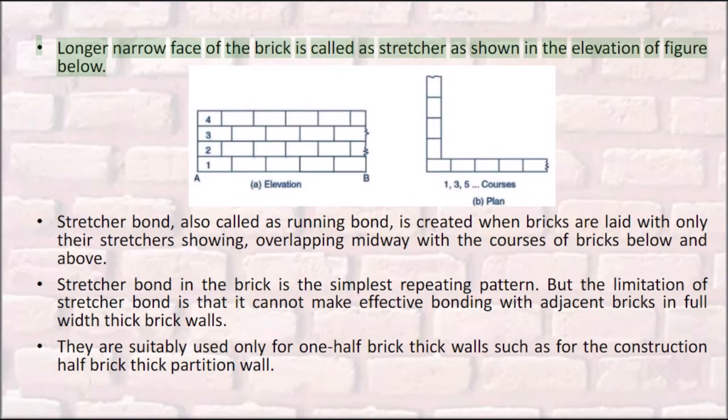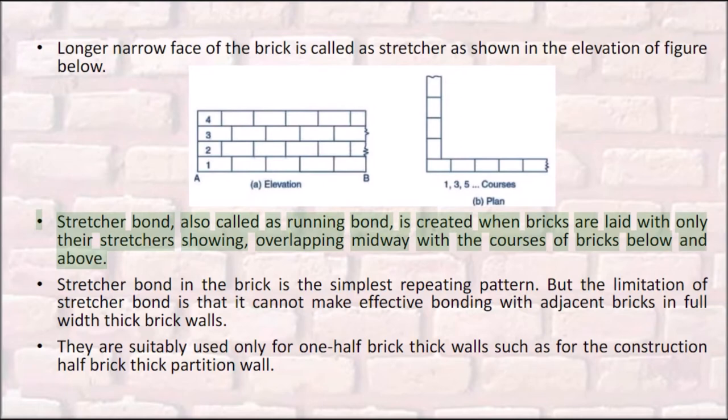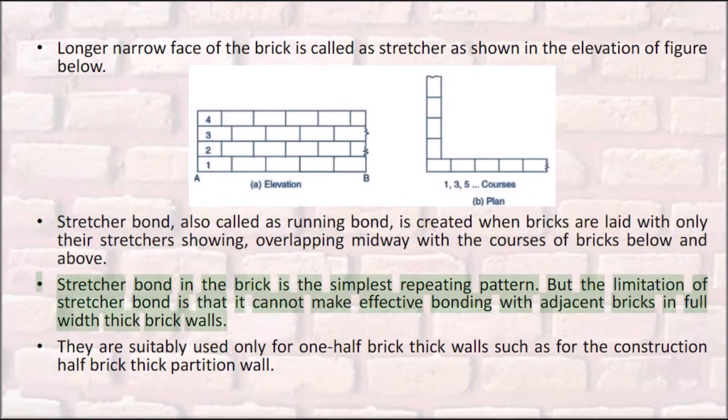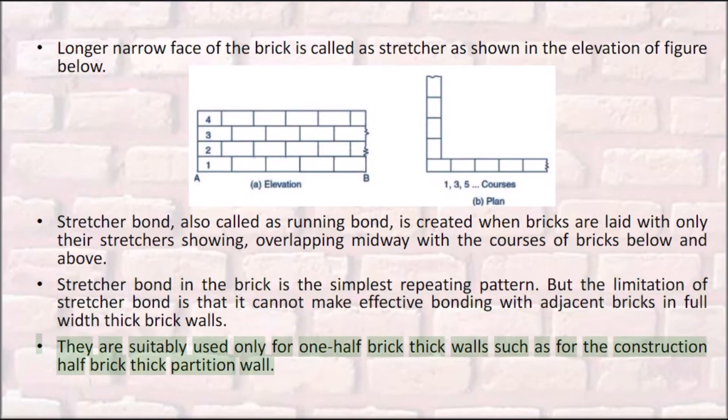The longer narrow face of the brick is called a stretcher, as shown in the elevation of the figure below. Stretcher bond, also called running bond, is created when bricks are laid with only their stretchers showing, overlapping midway with the courses of bricks below and above. Stretcher bond is the simplest repeating pattern. But its limitation is that it cannot make effective bonding with adjacent bricks in full-width thick brick walls. It is suitably used only for one-half brick thick walls, such as half brick thick partition walls.